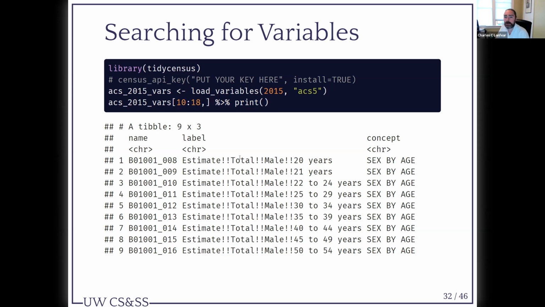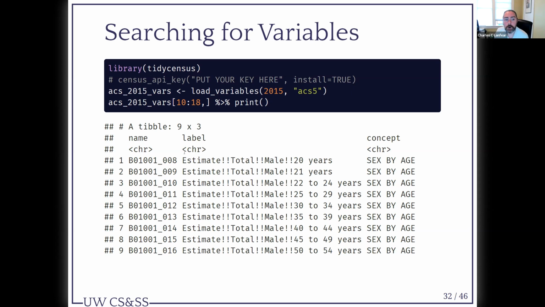This is the kind of thing you're going to get. You're going to get a name, which is the variable ID that you would give to something like get decennial. You have a label on that variable like estimate total male 20 years in a concept sex by age. This variable, if you ask for it, get decennial is going to spit out a column of data containing the estimated count of males who are 20 years old in that geometry. Okay, so that's how you do it.